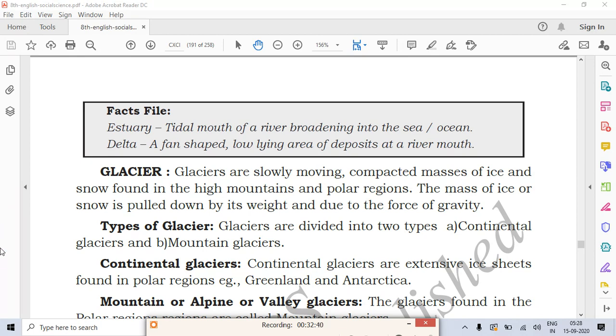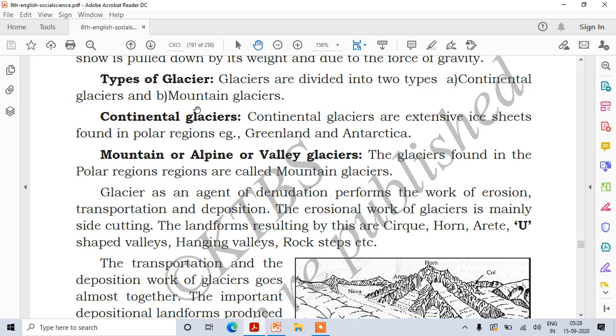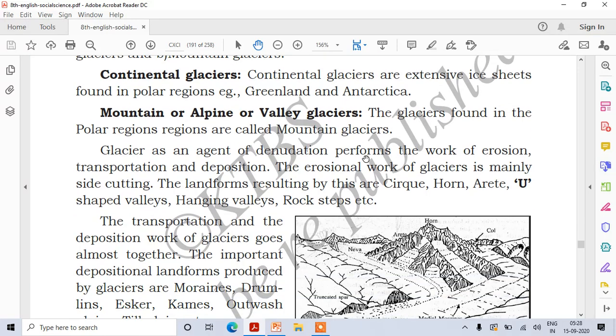What are the types of glaciers? Glaciers are divided into two types: continental glaciers and mountain glaciers. Now we'll read about the continental glaciers and mountain glaciers. What are continental glaciers? Continental glaciers are extensive ice sheets found in polar regions. Example, Greenland and Antarctica. The continental glaciers will be found in the polar regions only and they are extensive ice sheets. They will look like ice sheet. And examples of continental glaciers are Greenland and Antarctica.